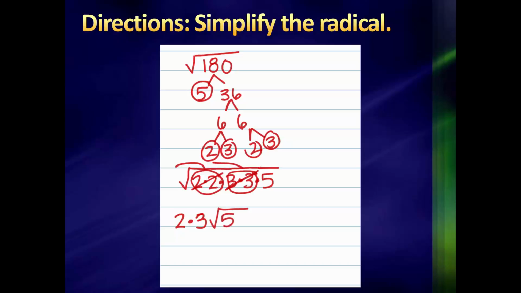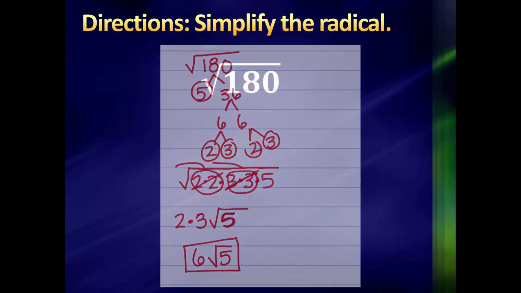And now I still have the square root of 5 left. It didn't have a buddy, so it's staying inside. Now all I need to do to finish this is 2 times 3, which would be 6 square root of 5. And that will be my final answer.